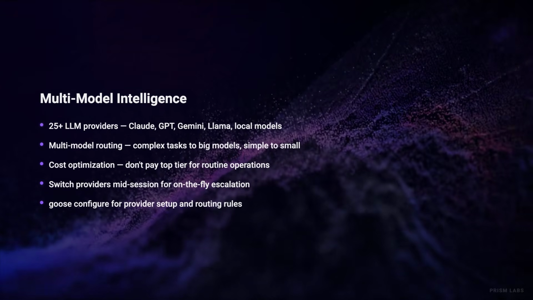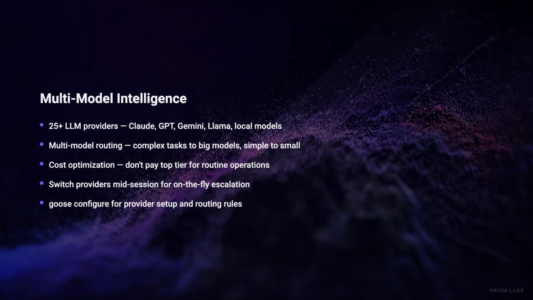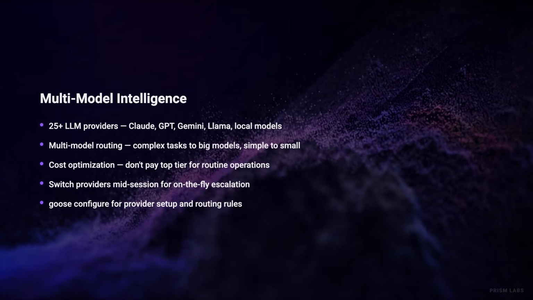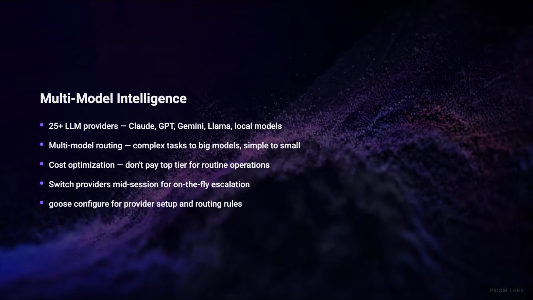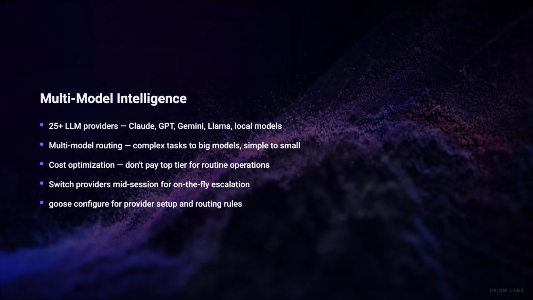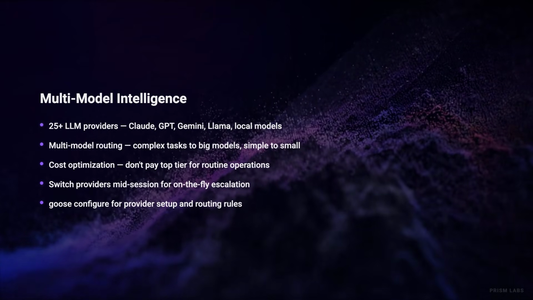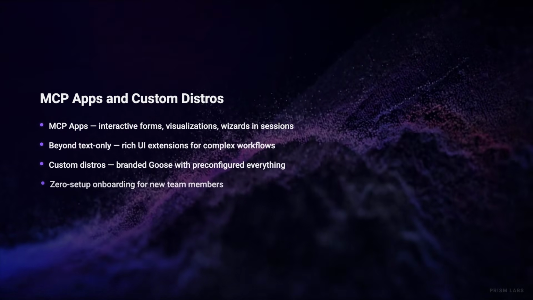Provider configuration happens through Goose Configure. You can set default models, add API keys, and define routing roles. Switching providers mid-session is also supported, so you can escalate model capability on the fly when a task gets more complex than expected. Two advanced features push Goose beyond typical agent territory.